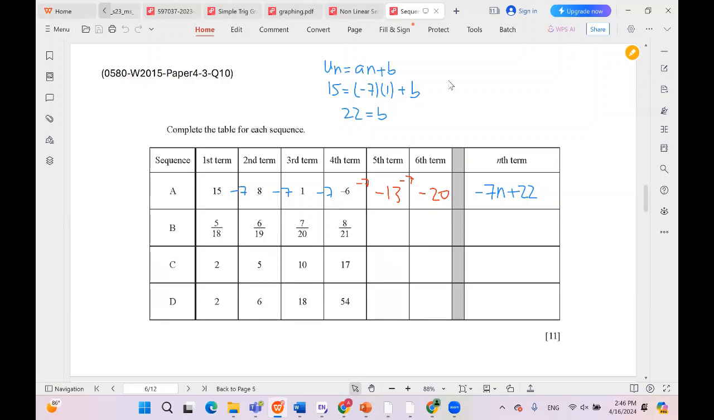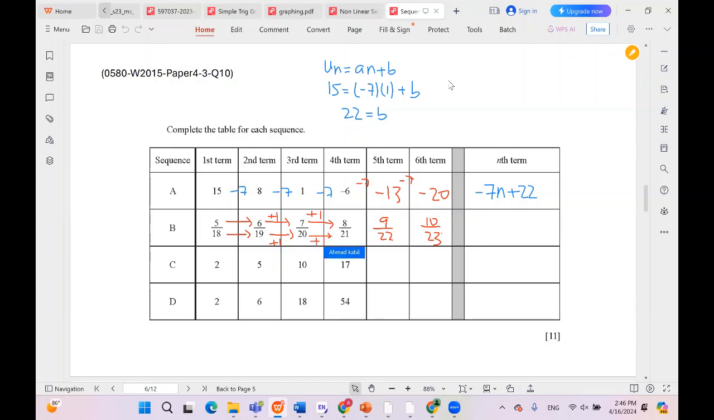For B, we have a rational sequence. So again, we said we deal with the numerator on its own. So we have 5, 6, 7, 8. So this is quite simple. I'm just going to write here these answers. We have 9 and 10. And for the denominator, we have 18, 19, 20, 21. So all you have to do is add 1. So you have 22 and 23. These are quite straightforward to calculate. So here I have +1. And here I have +1 as well.